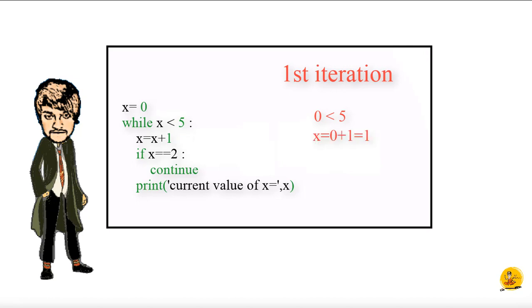First, the value of x is incremented by 1 and it becomes 1. Then, if condition x equal to 2 is executed. Since the condition is false as 1 equal to 2, the statement inside the if block is not executed and the print statement outside the if block displays the output as current value of x equal to 1.